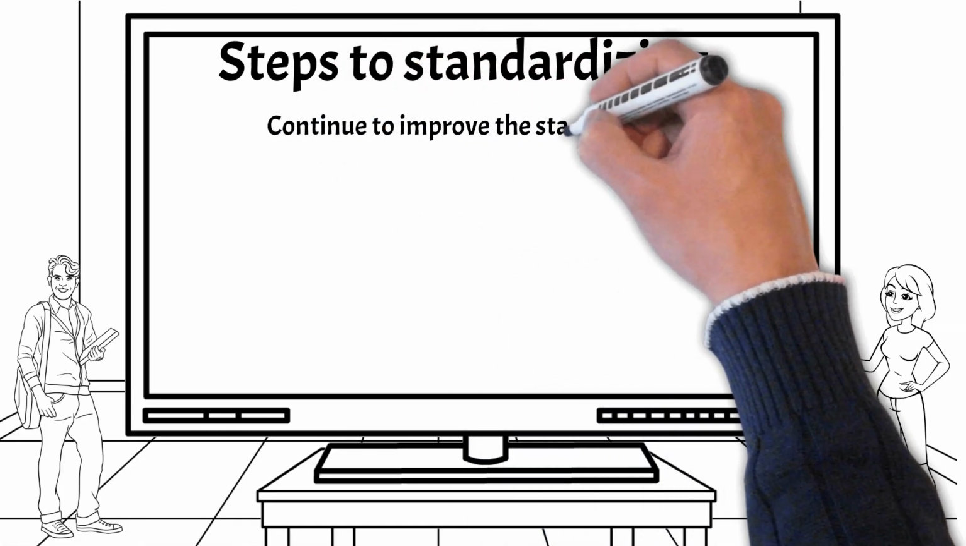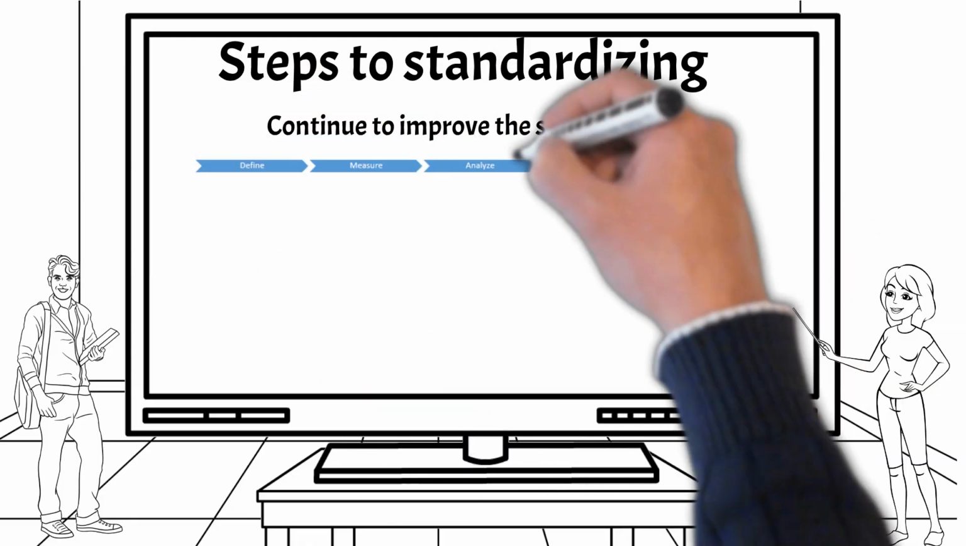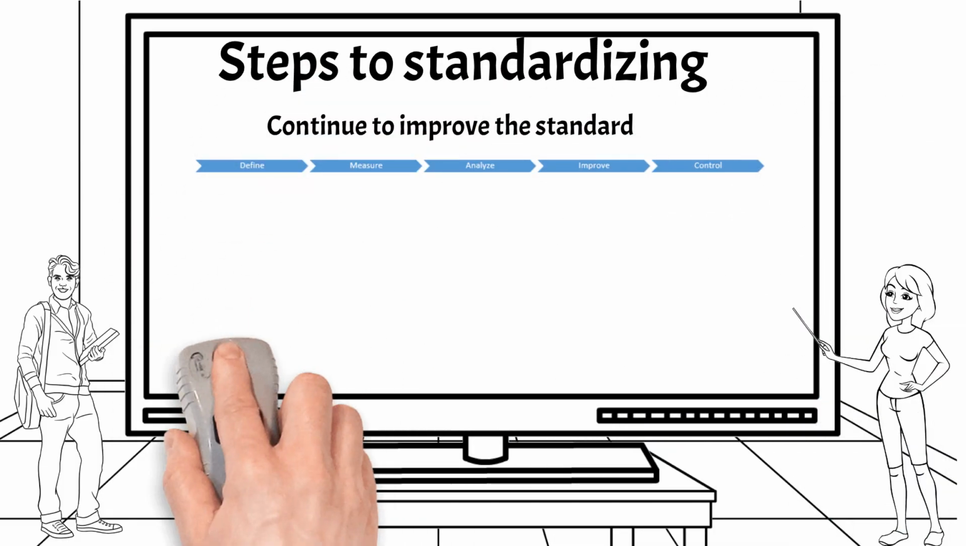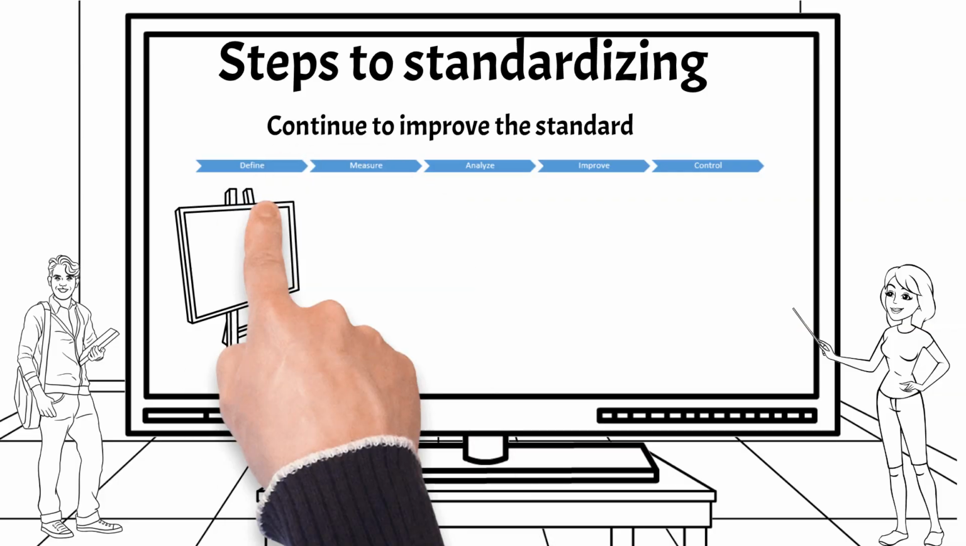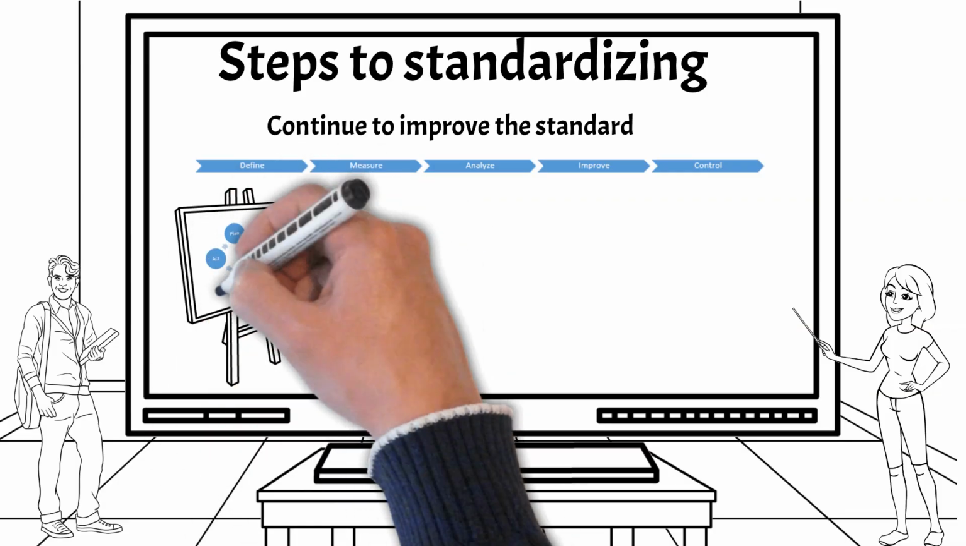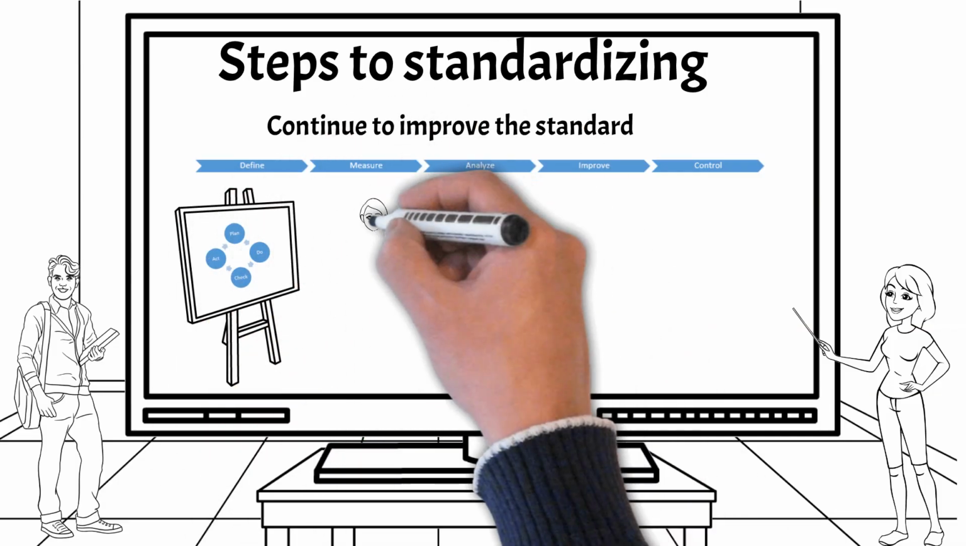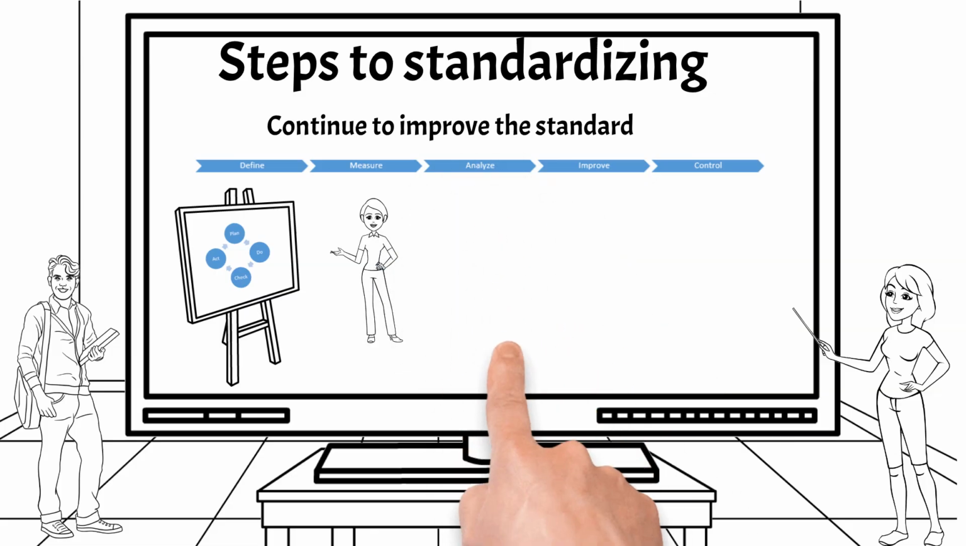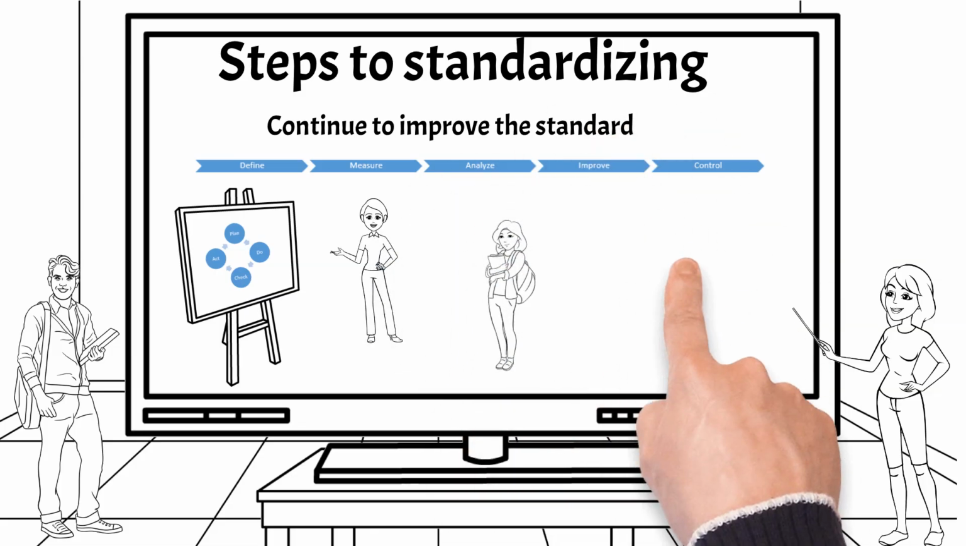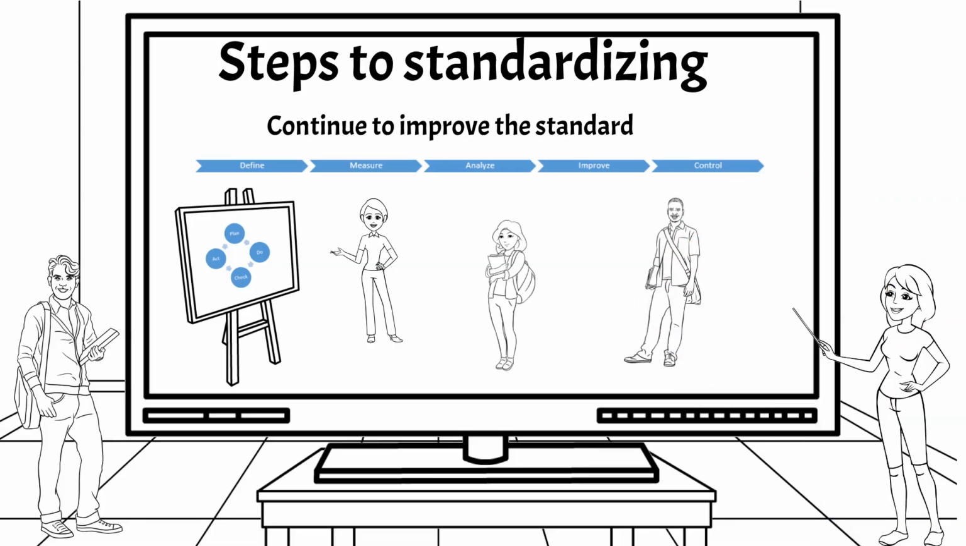Sixth, continuously improve the standard. A common mistake is to think that after establishing a standardized work, you're done. Instead, you should continuously strive to further improve the standard. You can apply the PDCA or DMAIC framework to achieve the improvement.